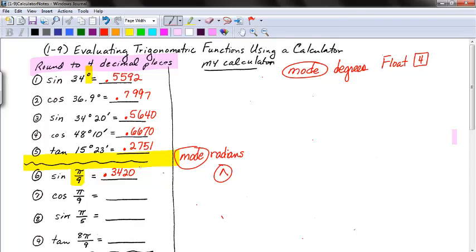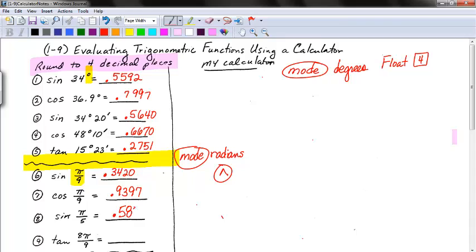Okay, then cosine. Cosine of pi over 9. So cosine, and then do second function pi divided by 9. Do I need that parentheses? Do second function, enter, go back, delete it. I don't have to have that right parenthesis on that one. 0.9397. Okay, sine of pi over 5. Second function pi divided by 5. I get 0.5878.